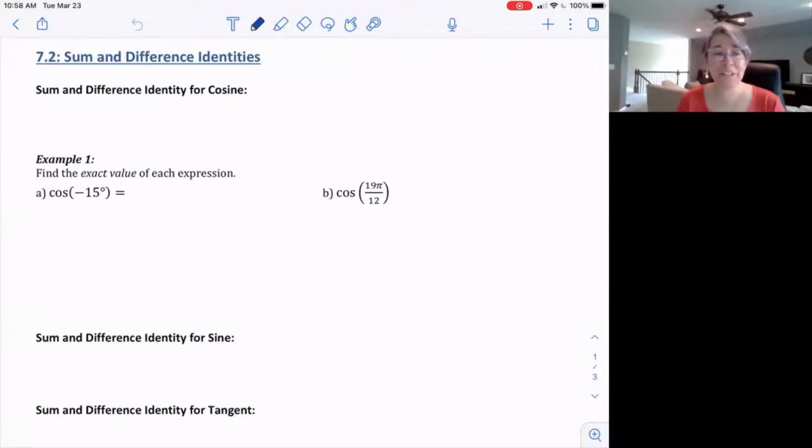Hi, Dean. We're ready for section 7.2, sum and difference identities. So there's going to be some formulas that you're going to need to remember.